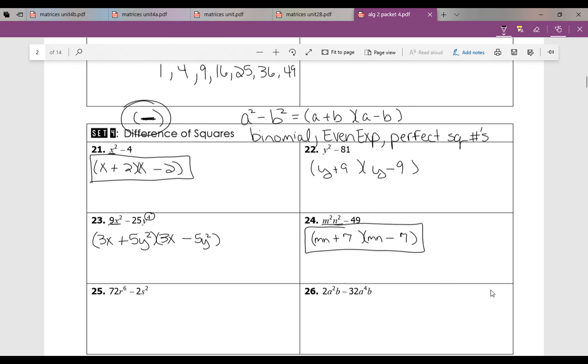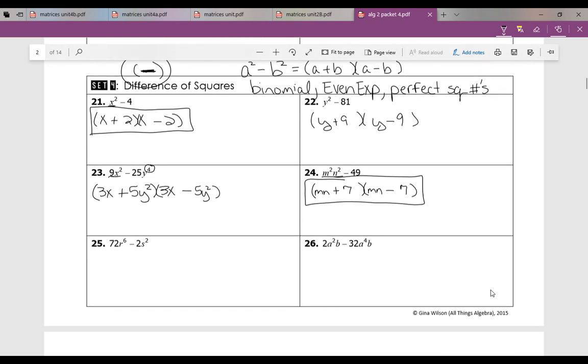All right. The last one I want to show you is actually number 26. And in number 26, we have a GCF. We have a GCF, and then it will turn into a difference of squares. So this is when they combine two different sets of factoring. So you have to pay attention.